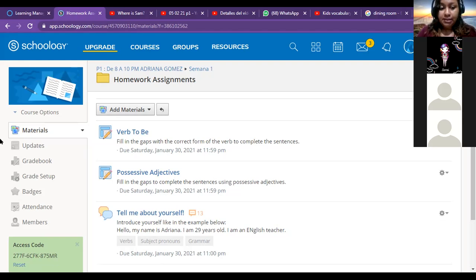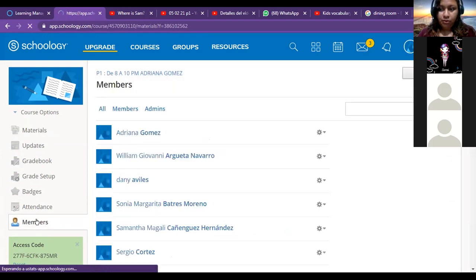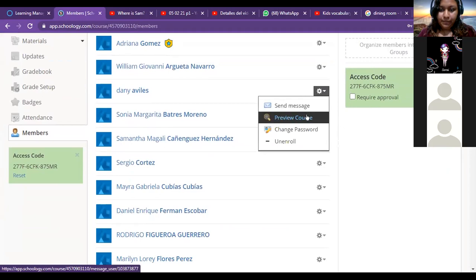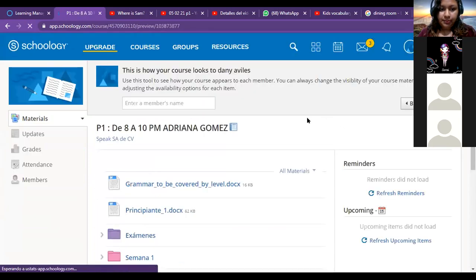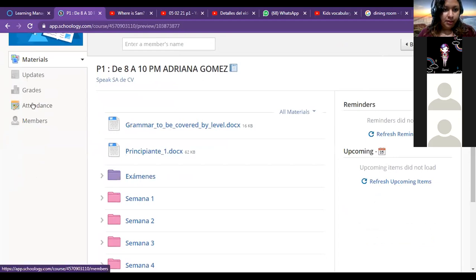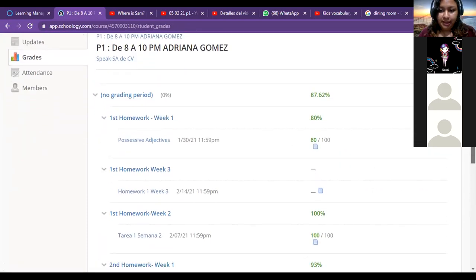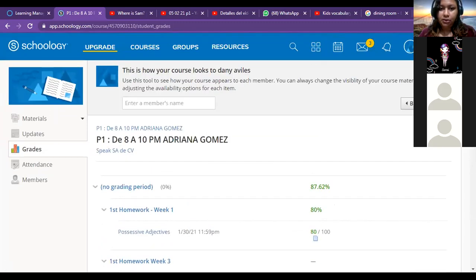Si ustedes se meten desde la compu, voy a tratar de ver el módulo como uno de los participantes. Vamos a ver, preview course. Vale, así es como Dani Avilés ve el grupo. Aquí le aparecen los grades a él. Si se mete desde la compu y le da aquí a los grades, grades son las notas. A Dani le aparece aquí la lista de lo que entregó, y ahí están sus notas sobre 100. Y así los demás. Así pueden revisar desde su computadora.